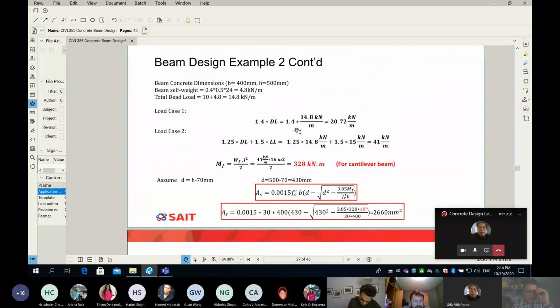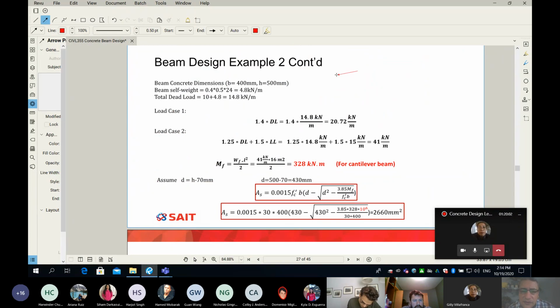Now let's see. You can see here, I'm in a way better situation because look at this. I started with I don't know the H, but now I know the H. The H is 500. Since I know the H is 500 and I know the width is 400, I can find the self weight of my beam.